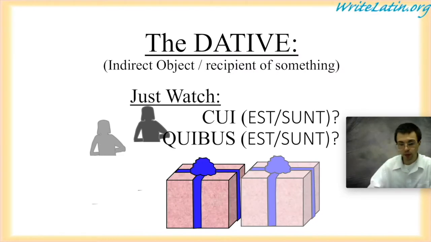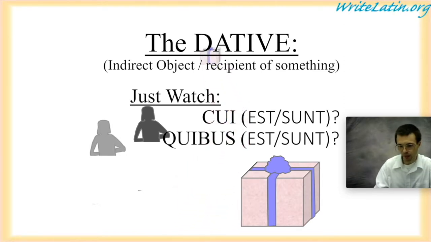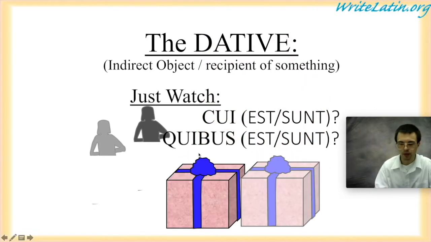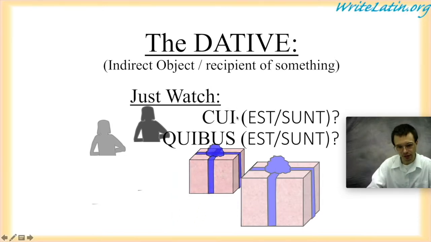Okay, so now we're going to get into the next row, which is the datives. How do you say to or for whom? Like, we want to give these presents to someone. To or for whom are they? Well, if it's singular, you say cui. And if it's plural, you say quibus. To or for whom ones, plural. These are third declension sounding endings. I and I-B-U-S. So it'll look a little foreign.